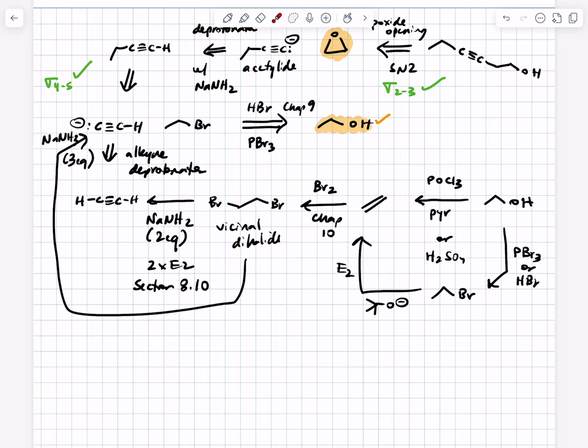Okay? You follow? Yes? What's the point of adding the Br to it? Why can't you just use the NH2 equivalents on the double bond?